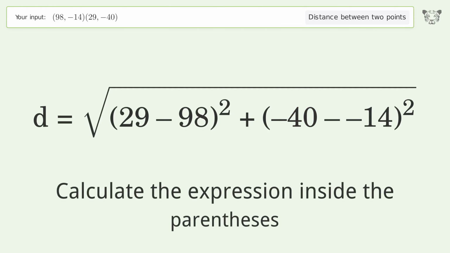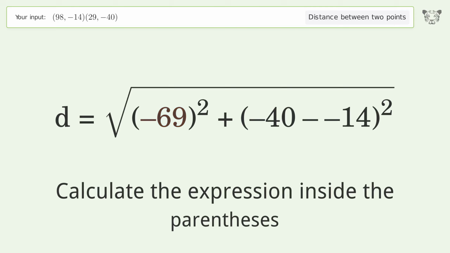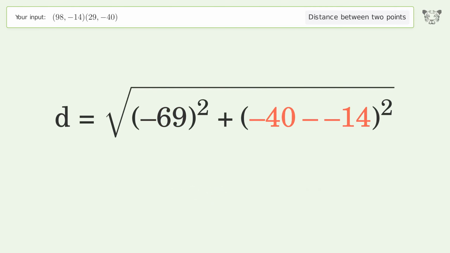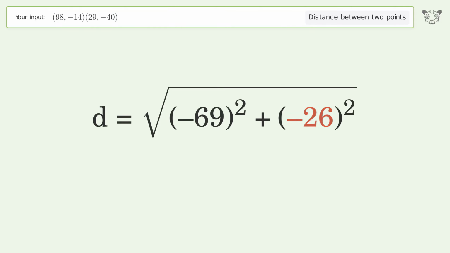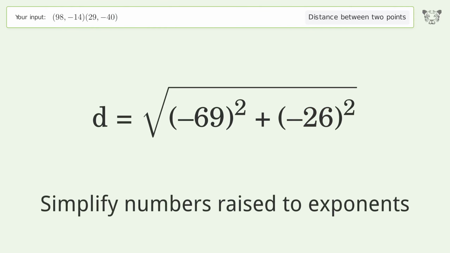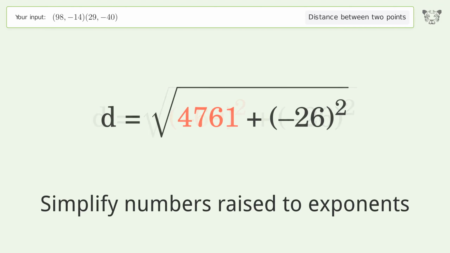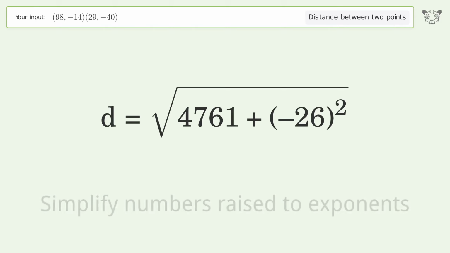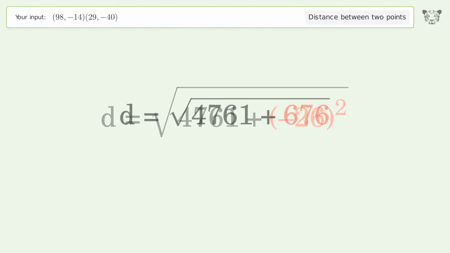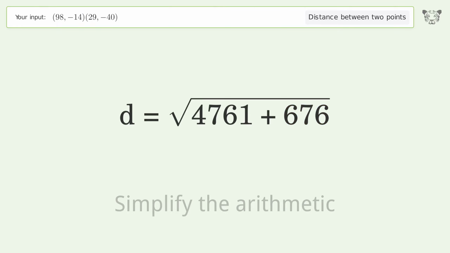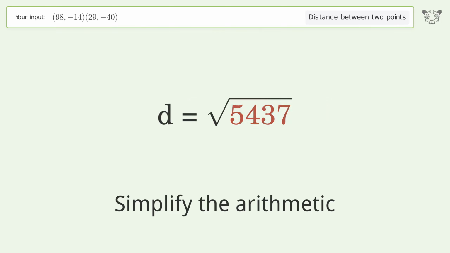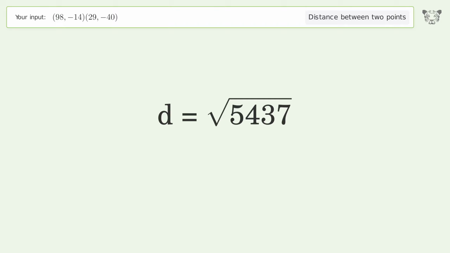Calculate the expression inside the parentheses. Simplify numbers raised to exponents. Simplify the arithmetic. And so the distance between the 2 points is the square root of 5,437, or 73.736.